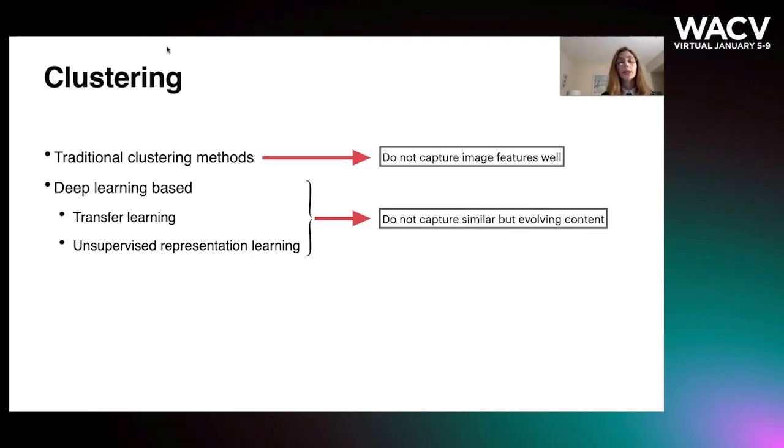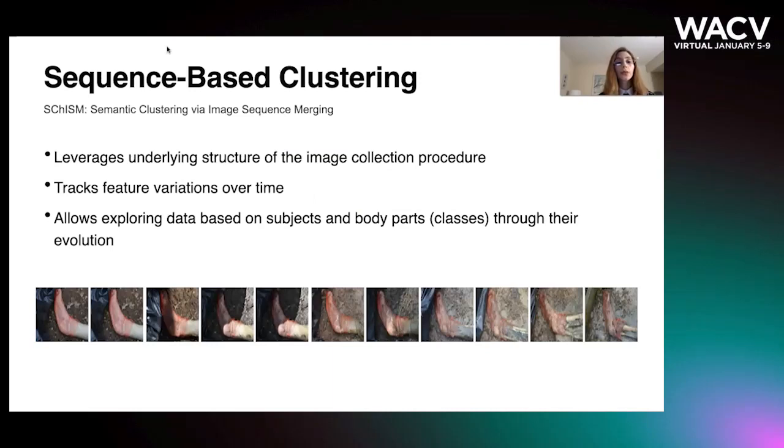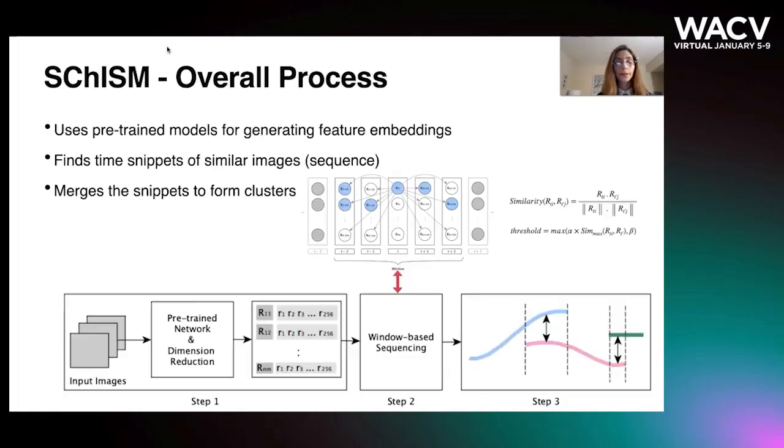Traditional clustering methods, however, are not capable of extracting image features well. Deep learning-based methods are also not the best fit when it comes to evolving content. So we propose a sequence-based clustering that leverages the underlying structure of the dataset and tracks feature variations over time. As a result, we would allow exploring data based on the content of those images. So one would be able to study a body part from fresh to skeletonization.